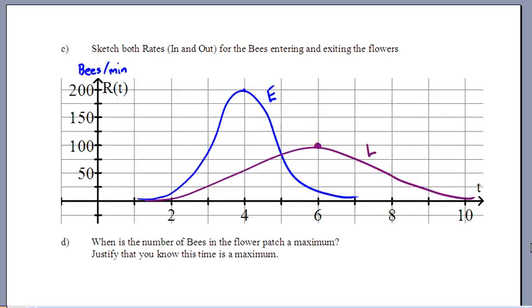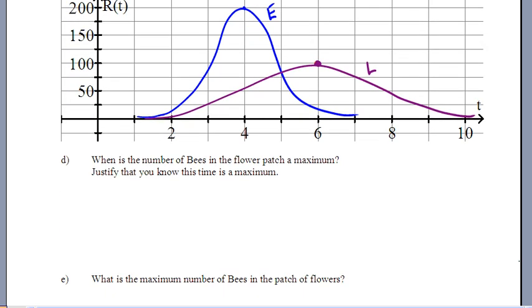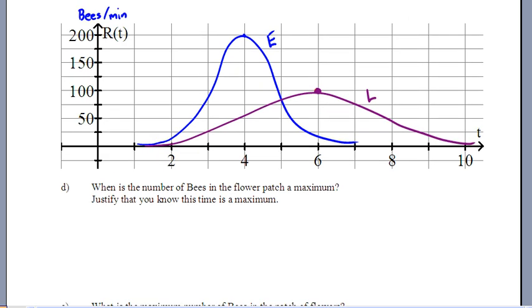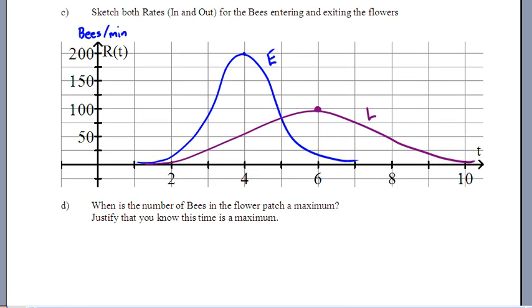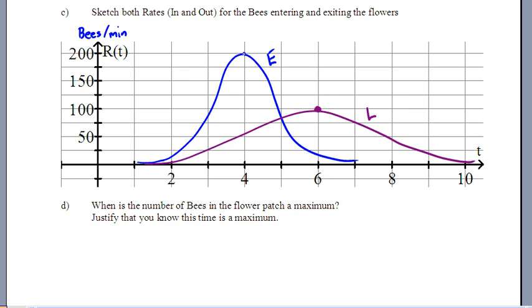Okay, got the graph done already. Invested that time early. D, when is the number of bees in the flower patch a maximum? And then justify that you know that this time is a maximum. I want to first show you the common mistake that people make. A lot of people go, oh, you want to know when there's the maximum number of bees in the flower patch? I'll go right here. And that's wrong, right? That is not the time when there's the most number of bees in the flower patch.